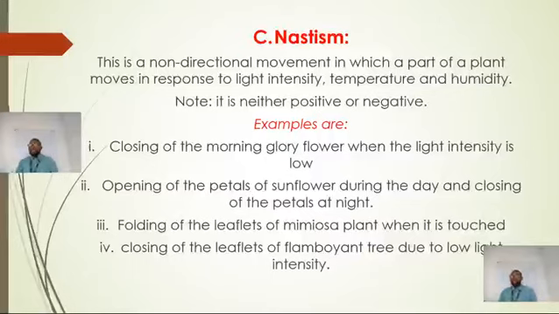This is also in relation to that of stomata. Do you know stomata open during the day and at night they close? Why? What type of movement is that? Nastism. Okay, let's look at it.